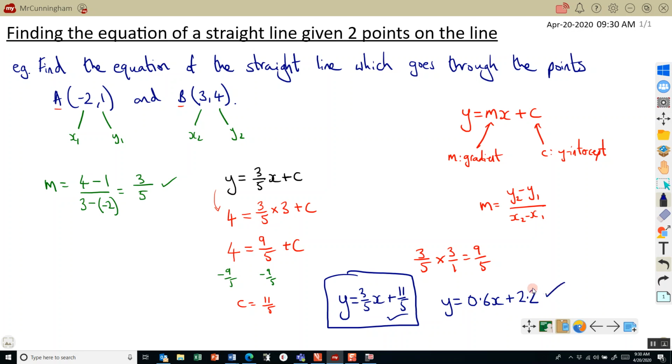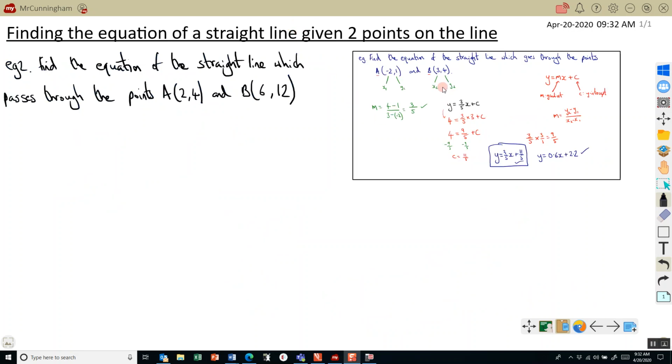Okay, let me give you one to try yourselves. I've just moved this example over here, just so you can see it when you're working through this yourselves. What is the first thing that you're going to do? Multiple choice. Second thing, what is the general equation for a straight line? Type it in.